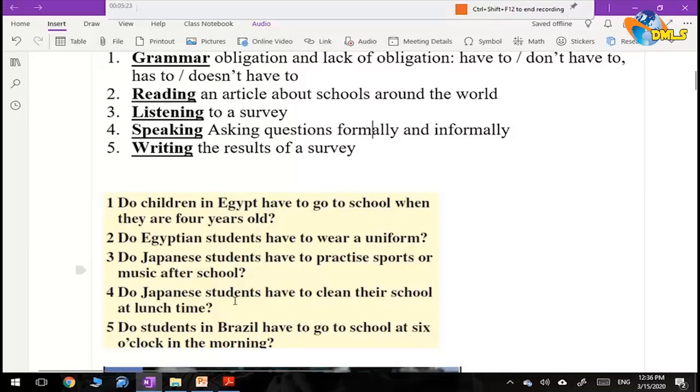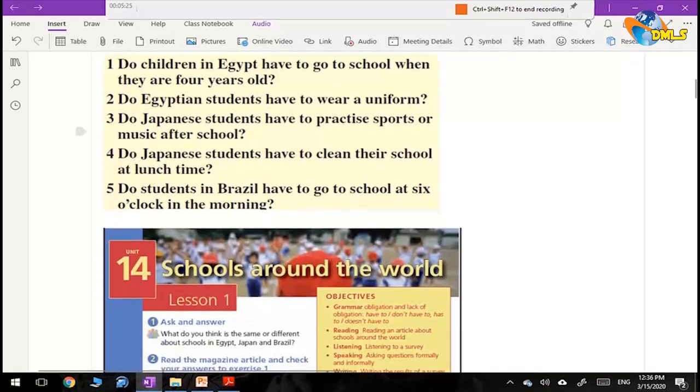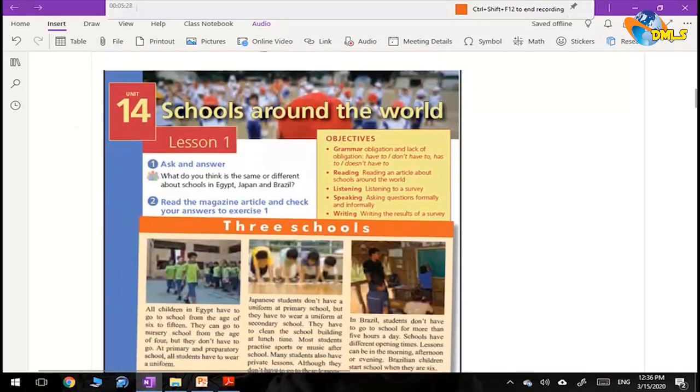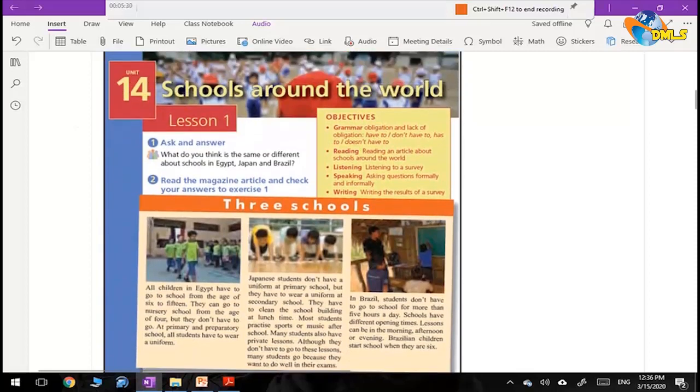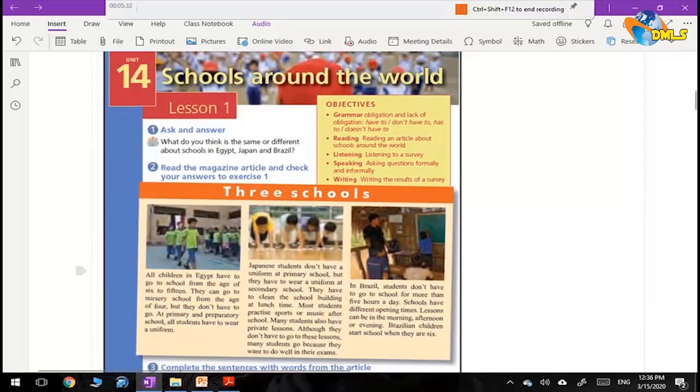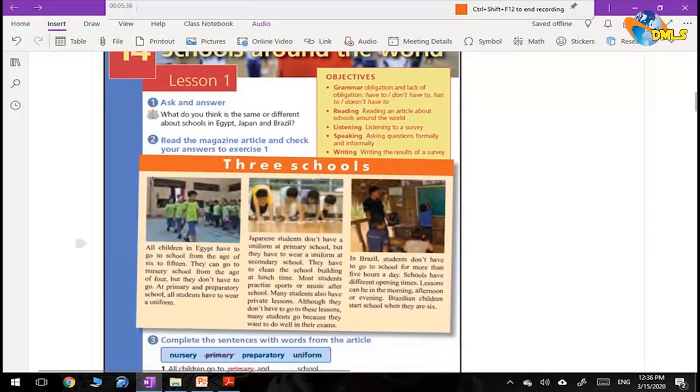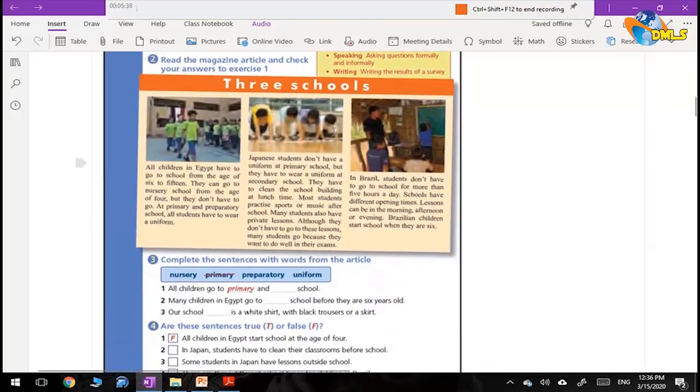Now, there are 5 questions, and we are supposed to cover these questions through the reading text. This is how our unit looks like, Unit 14, and there is the title, Schools Around the World, the objectives we have mentioned, some questions, and then the reading text, 3 schools.